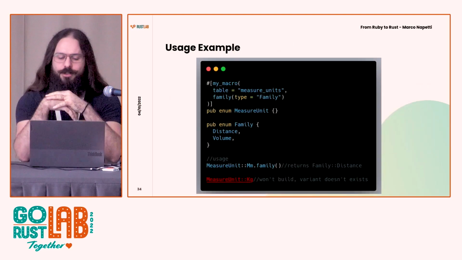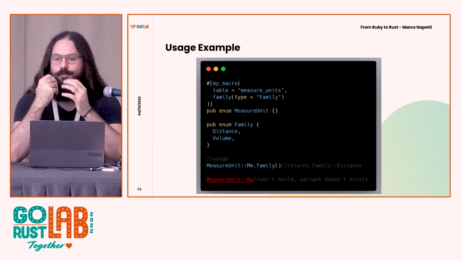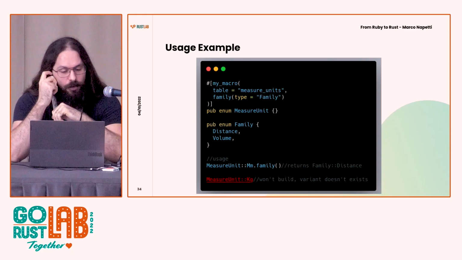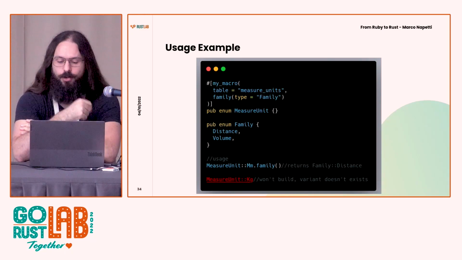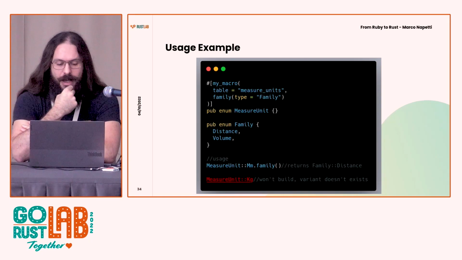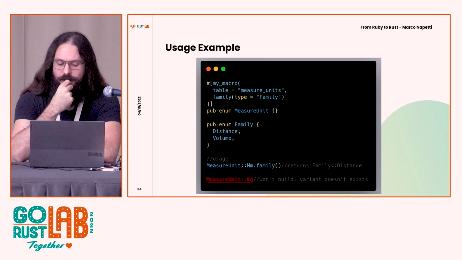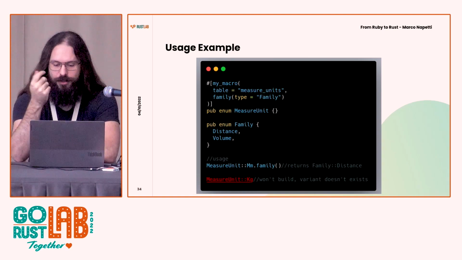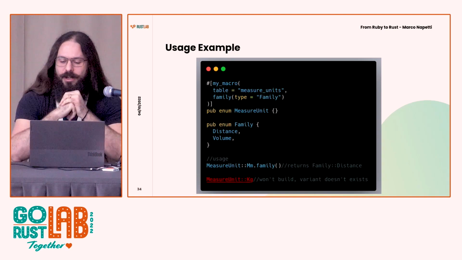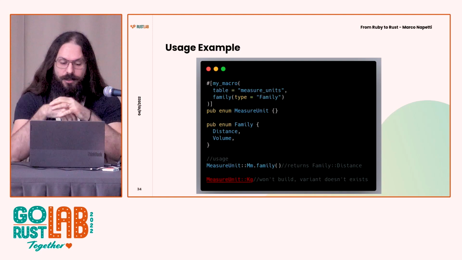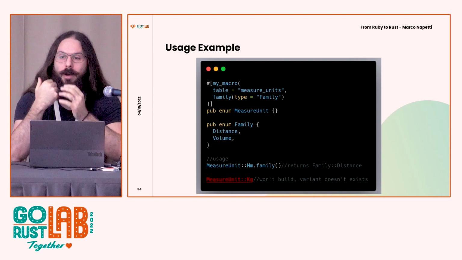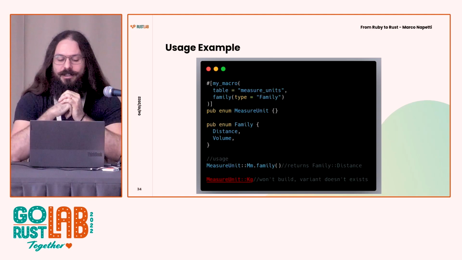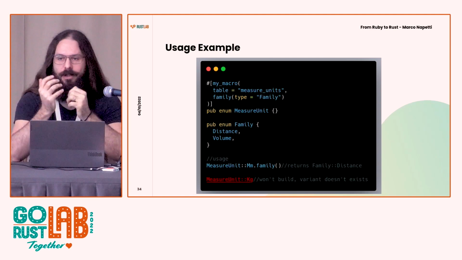As you can see, the measure units enum is empty because it will be filled by the procedural macro. In the example, the type for the field family is changed from the original string to our enum family. Now calling the family method on a variant of measure units would return a family enum variant instead of a string. Trying to use a non-existent variant would result in a compile error. We have retained the data integrity check at compile time.